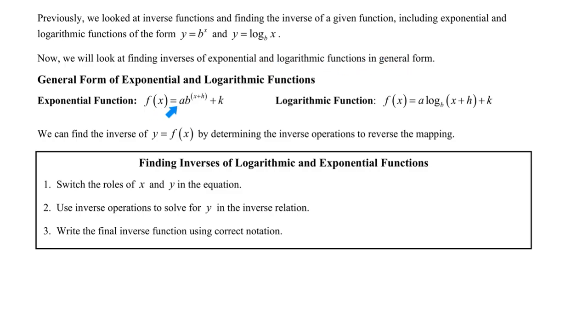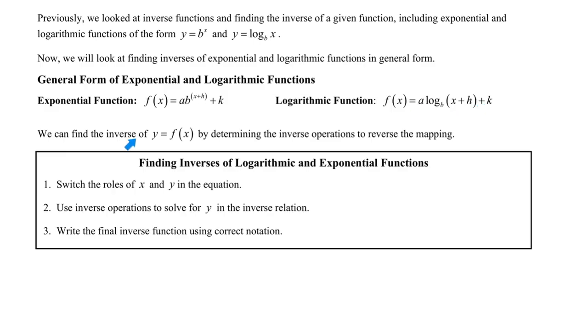So here is our general form of exponential. What does this k do in a transformation? This is a vertical shift, right? What does the h do? That would be a horizontal shift. What is the a? That would be a vertical dilation, right? So over here, we have the same things, and it's the exact same. Vertical shift, horizontal shift, vertical dilation, right?